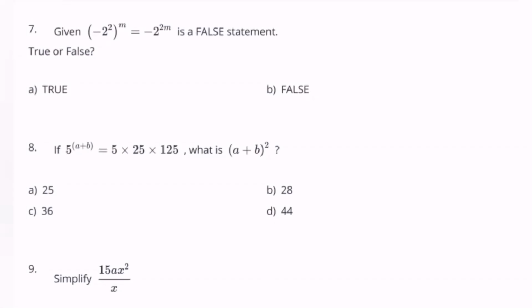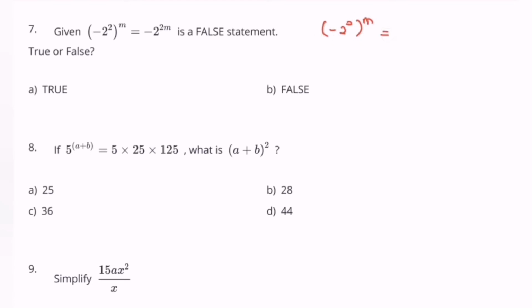Kindly refer to question number 7. Given the situation where we have the bracket negative 2 to the power of 2, power of m, which equals negative 2 to the power of 2m. Refer to the left hand side where we have negative 2 to the power of 2, bracket m.